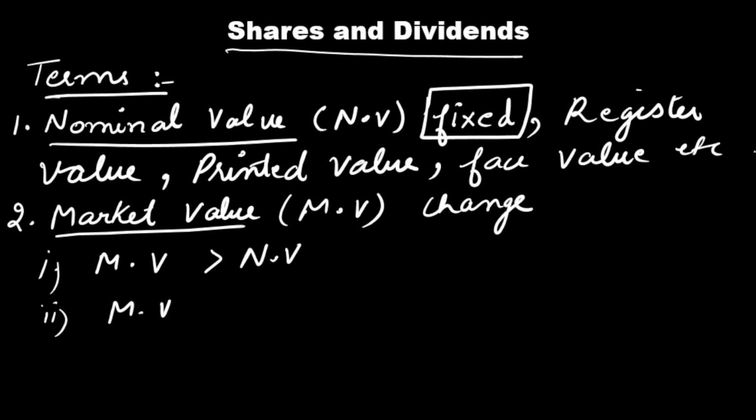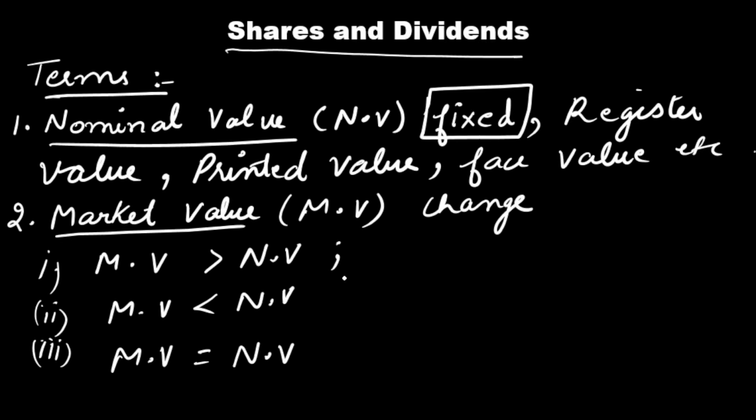It can be less than nominal value also, and it can be equal to nominal value also. So nominal value will always remain the same, but market value will keep on changing. Sometimes it will be greater than nominal value, sometimes less than nominal value, and sometimes equal to nominal value as well. So these are the possibilities. Regarding this, you can also remember the terms.